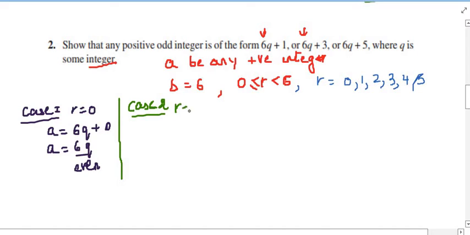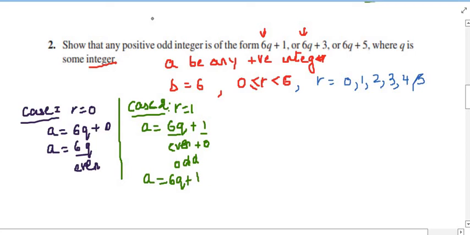when r is 1, so a will be equal to 6q plus 1. 6q is even, 1 is odd, so even plus odd will always be an odd integer. So this will be the odd integer. So a is equal to 6q plus 1 will be odd. Let's name this equation 1.